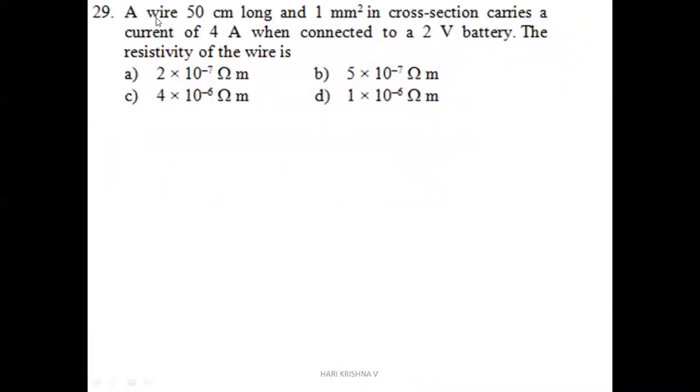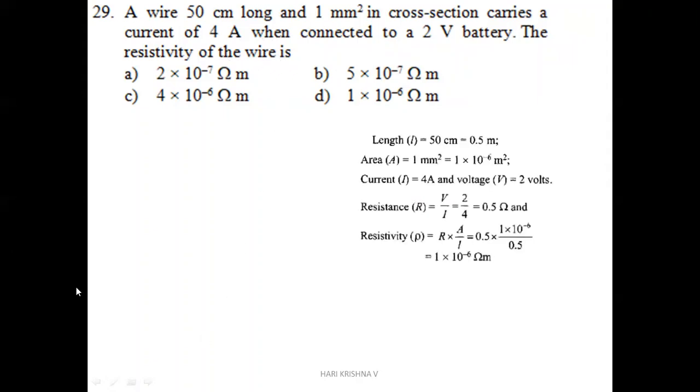Next, question number 29. A wire of 50 centimeter length, cross-section area 1 mm square, connected to a 2-volt battery, carrying 4 ampere current. The resistivity of the wire is? Here the length is given as 50 centimeter, so convert into meter: 0.5, or 50 into 10 raised to power minus 2. Area is 1 mm square, so 1 into 10 raised to power minus 3 the whole square, which is 10 raised to power minus 6.